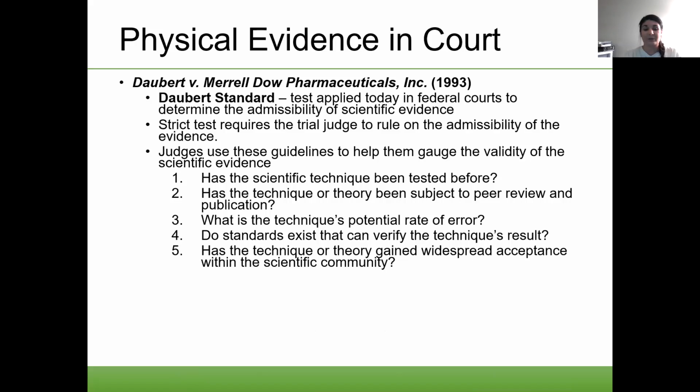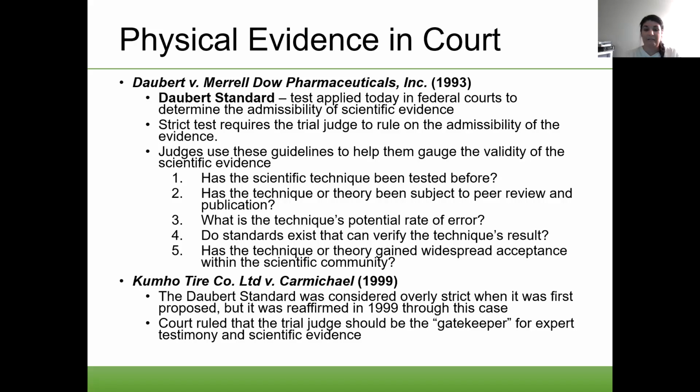The previous case we talked about said that, again, this is at the discretion of the judge, if they believe that this technique or theory is good enough or proven enough, even if it's not widely accepted in the scientific community yet. Then this last case, tire company, 1999.